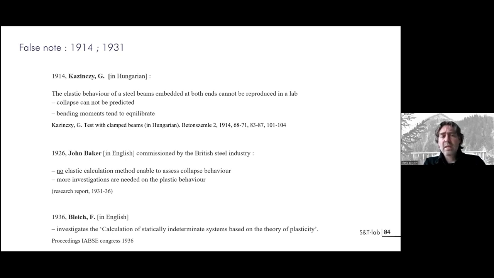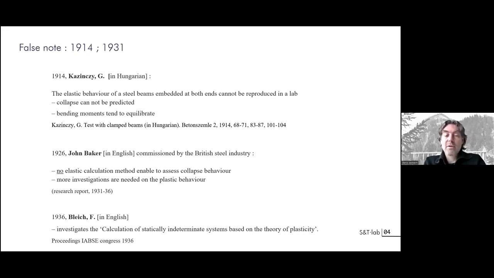The next step in this story was John Baker in England, who was commissioned by the British steel industry. At that time, there were several kinds of elastic approaches to assess the behavior of structures. The question asked to John Baker was, what is the good elastic approach to calculate the structure? He showed that no elastic calculation was able to assess the collapse behavior, and that more investigation was needed about the plastic behavior.